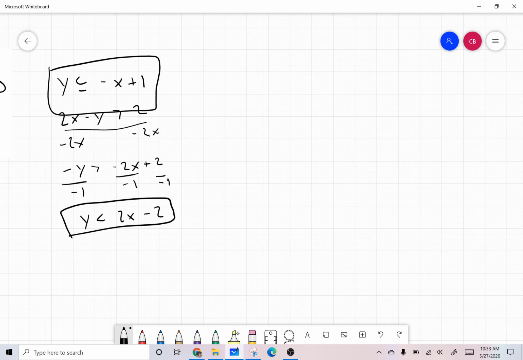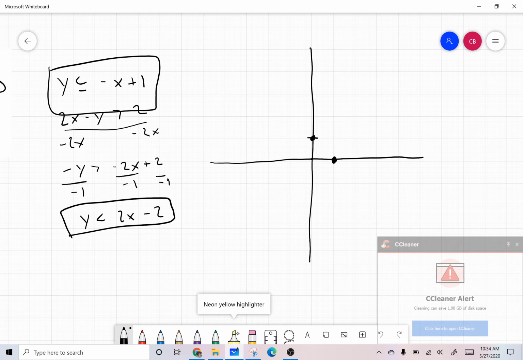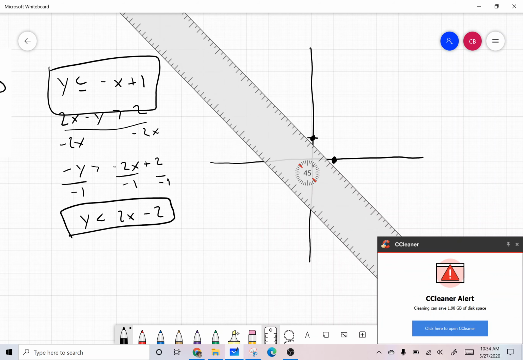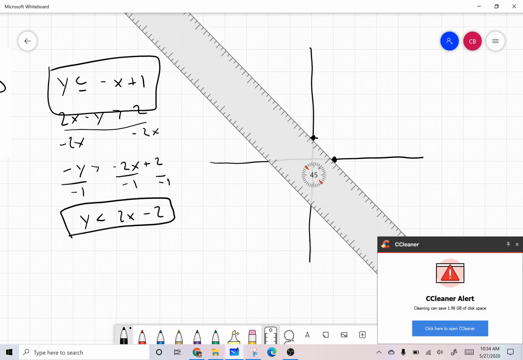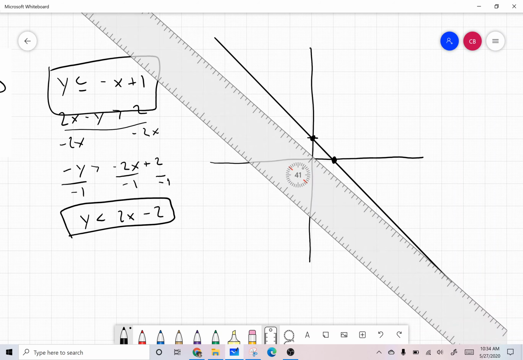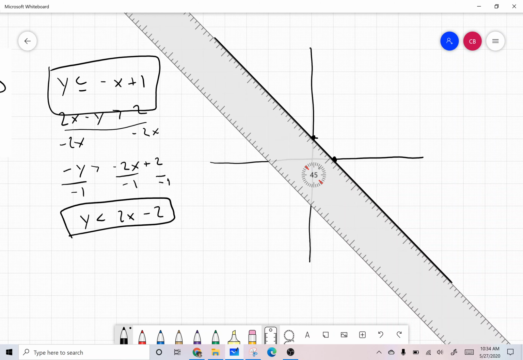So let's graph. We have our graph. Here we go. Negative x plus 1, that's going to be right here. We go down 1, over 1. And this is a solid line, so I'm going to use a ruler for this real quick. We just go something like that. Okay, solid line, so we're good.